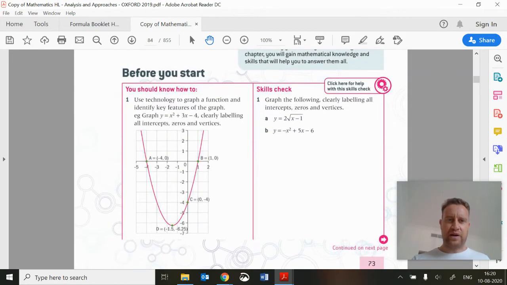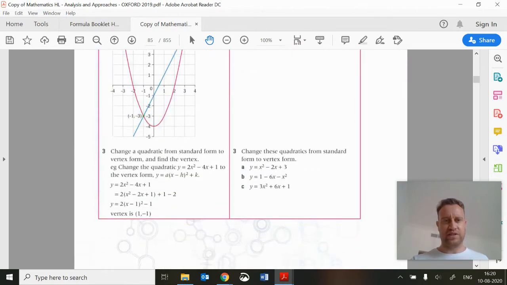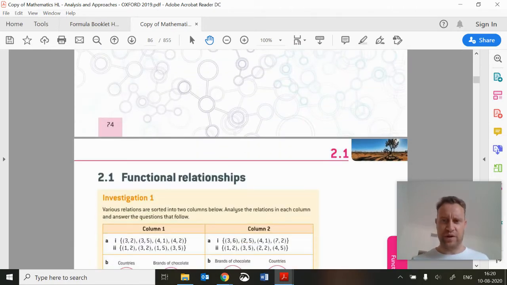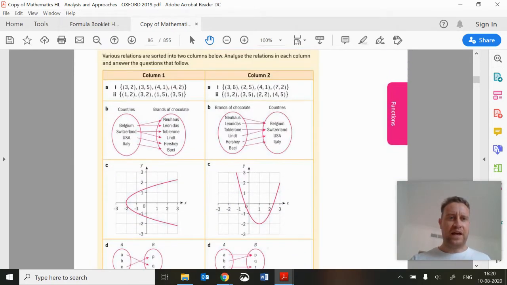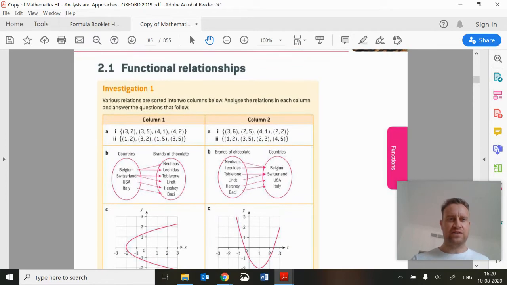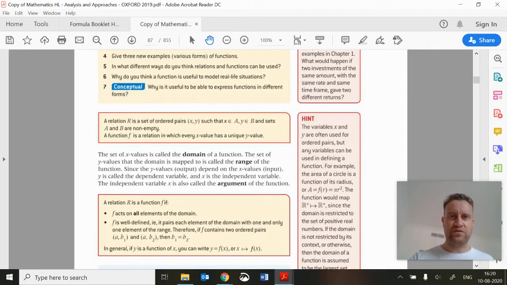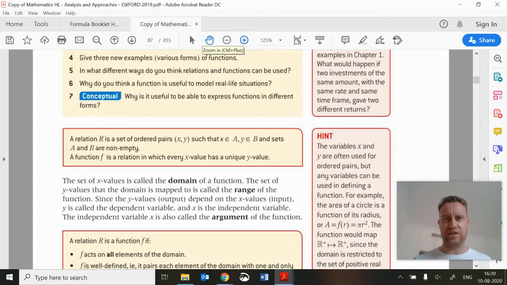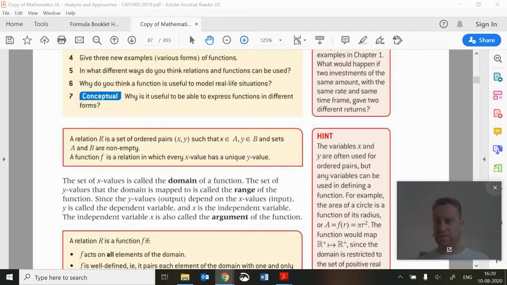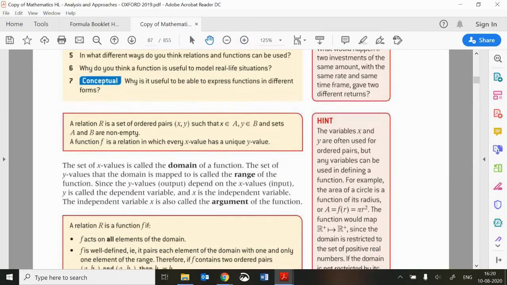Okay, so there's some stuff about what you should know before you start, and I'm just going to skip over that because, after all, you should know it. And then there's a little investigation to start off with 2.1, and I'm going to skip over this as well, but come back to it in a bit. It basically just says, what do you notice in each of these two columns? I'm going to skip over it just for a moment, and go directly to the definitions here.